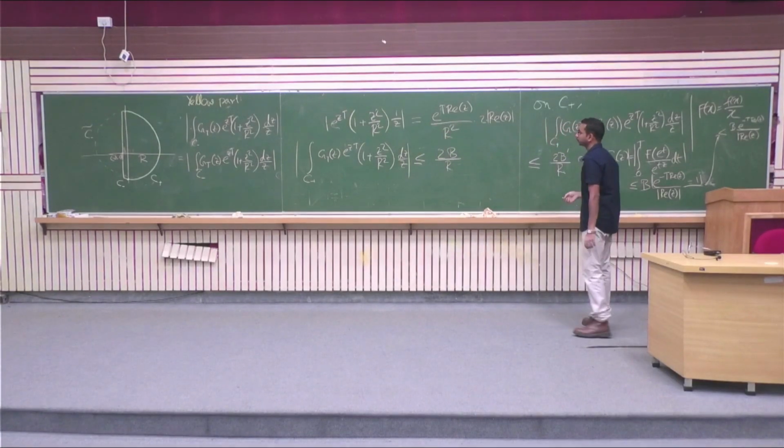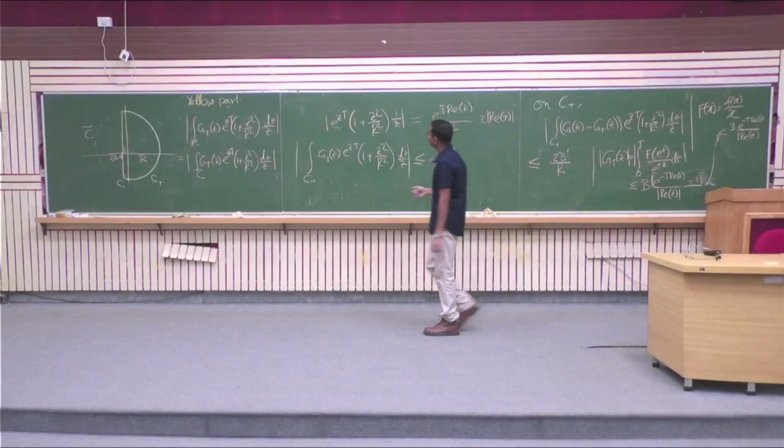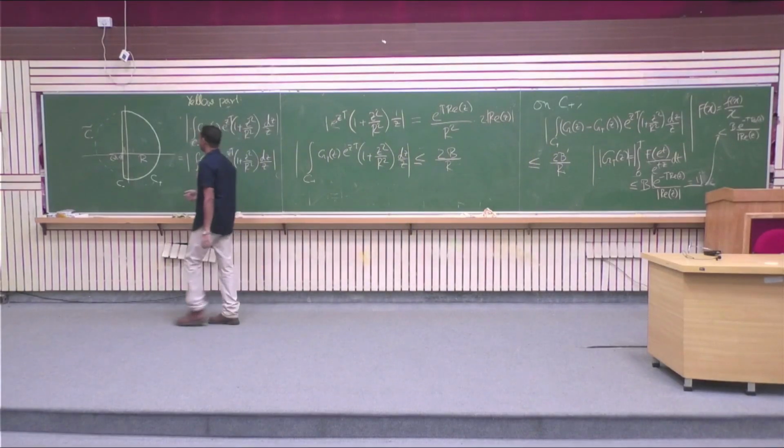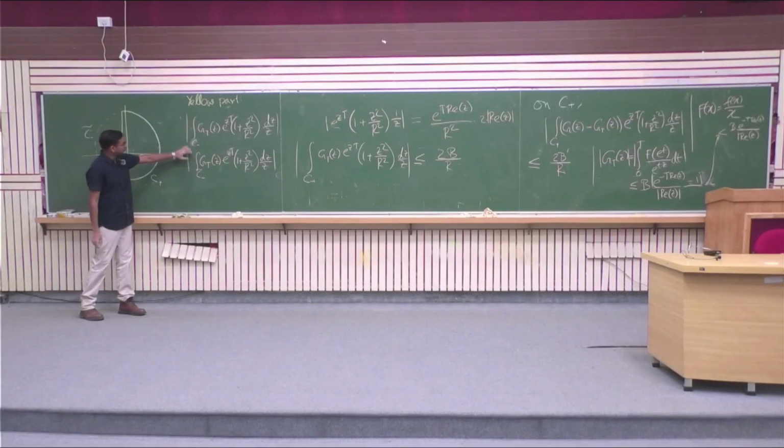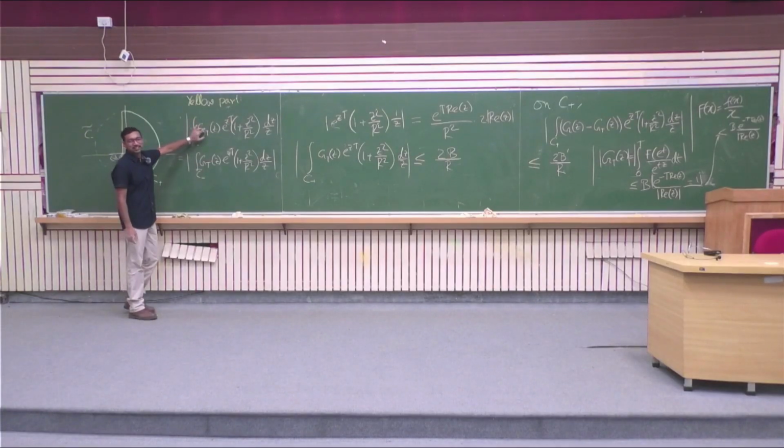Okay. So now what happens? Now what terms are left? We have still to consider this integral, not over c tilde, but over c minus, with g here, g0. Sorry, I mean the original g here, right?